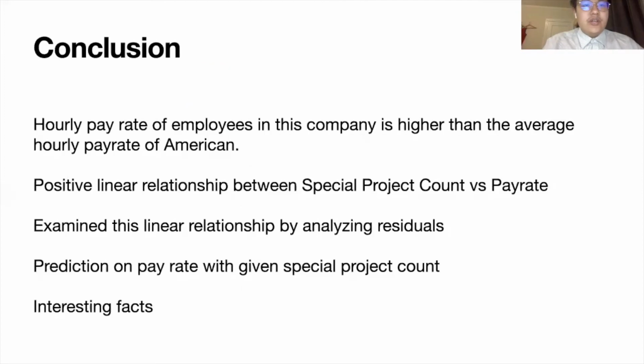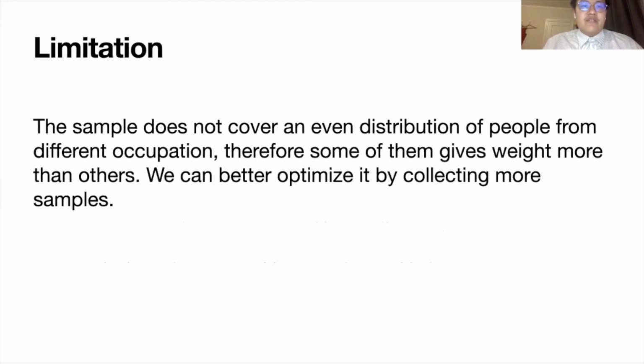In conclusion, we find that the hourly pay rate of employees in this company is higher than the average hourly pay rate of Americans. We also find that there is a positive relationship between the special project count and the pay rate. One limitation of our project is that the sample does not cover an even distribution of people from different occupations. Therefore, some of them may carry more weight than others in our linear model. We can better optimize this by collecting more samples.